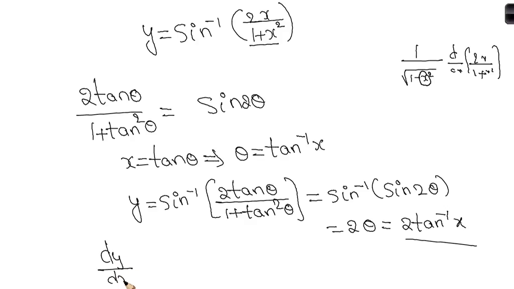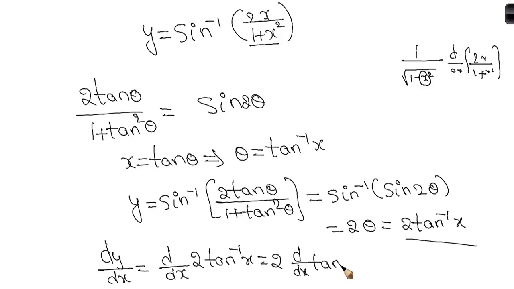Therefore dy by dx is the derivative of 2 tan inverse of x with respect to x. Take the 2 out. So the derivative of tan inverse of x, what is it? 1 by 1 plus x square. So the answer would be 2 by 1 plus x square.